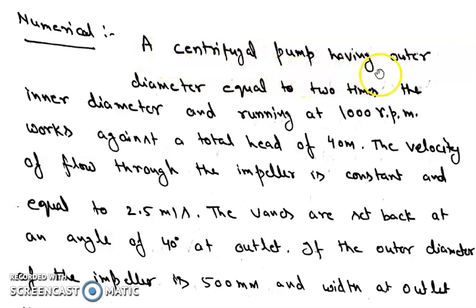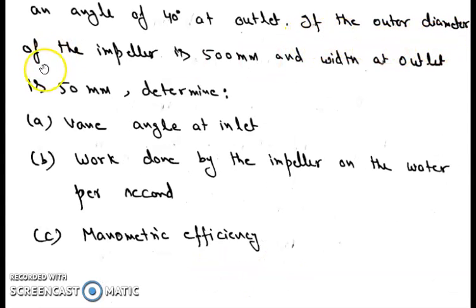A centrifugal pump having outer diameter equal to 2 times the inner diameter and running at 1000 rpm works against a total head of 40 meter. The velocity of flow through the impeller is constant and equal to 2.5 meter per second. The vanes are set back at an angle of 40 degree at outlet. If the outer diameter of the impeller is 500 mm and width at outlet is 50 mm, determine: A part, vane angle at inlet; B part, work done by the impeller on the water per second; C part, manometric efficiency.